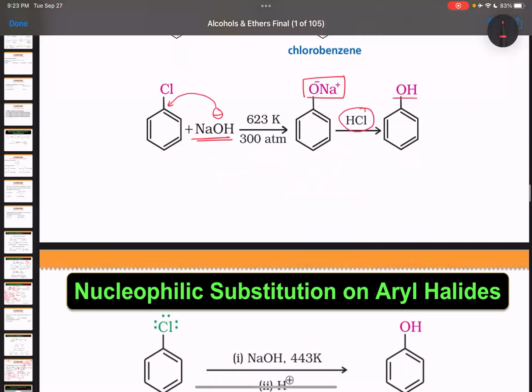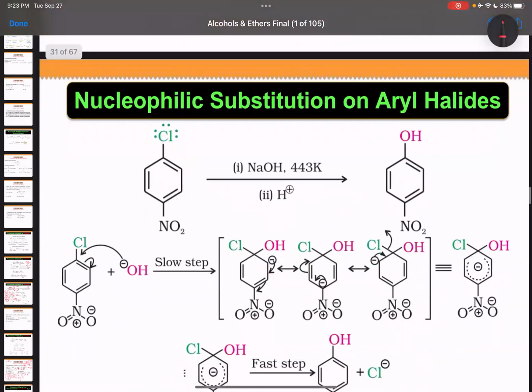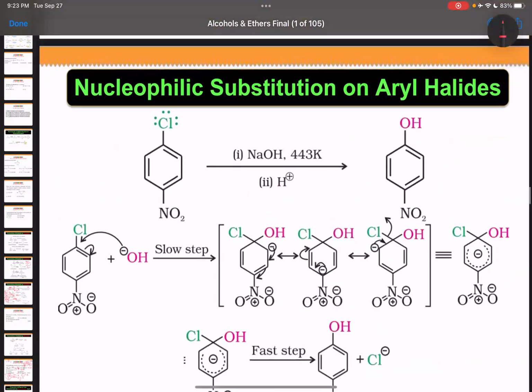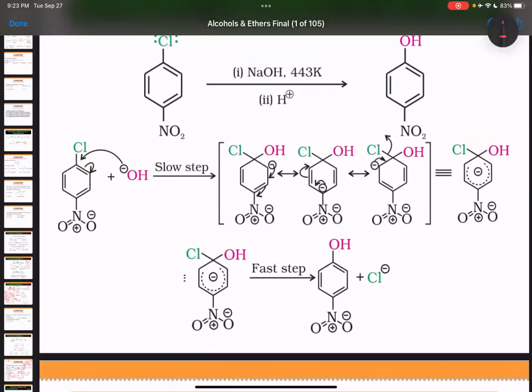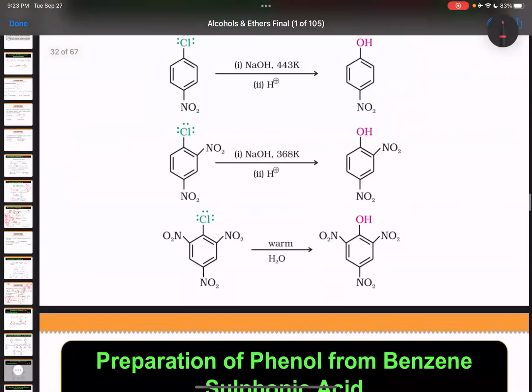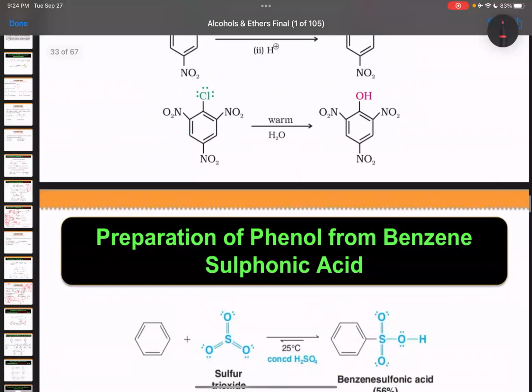This is the mechanism that we discussed in the alkyl halide chapter. If you have any doubt, you can ask me. This is the intermediate, and an electron withdrawing group makes the attack of the nucleophile very easy. Clear? Yes, sir. So you can see, the more NO2 groups you have, the more easily the reaction is going to happen.